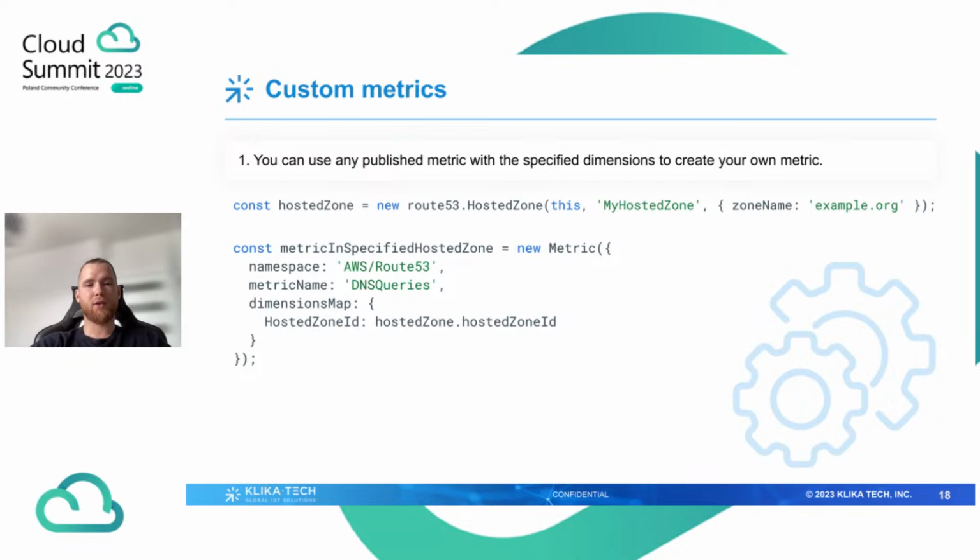In this example, the metric name used for creating a new metric object is DNS queries, which is an existing metric published by AWS for the Route 53 service. By providing a hosted zone ID to this metric using the dimensions map parameter, we are creating a custom metric that is based on the existing DNS queries metric. This metric will track the number of DNS queries, allowing you to monitor the traffic to your domain and identify any potential issues or spikes in traffic in the specific hosted zone. Such custom metrics can be very handy if your application is being used across multiple hosted zones.